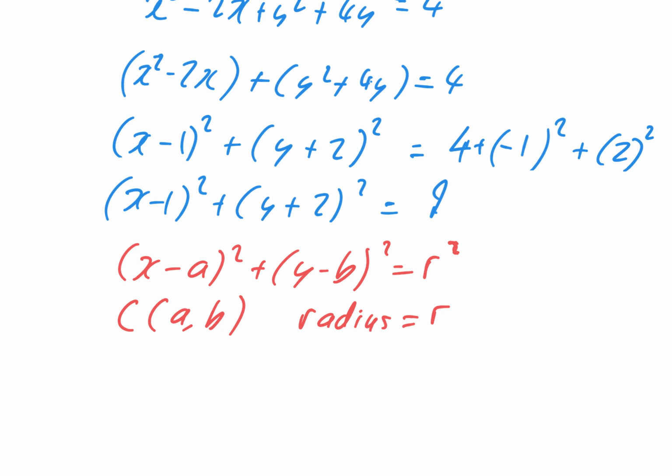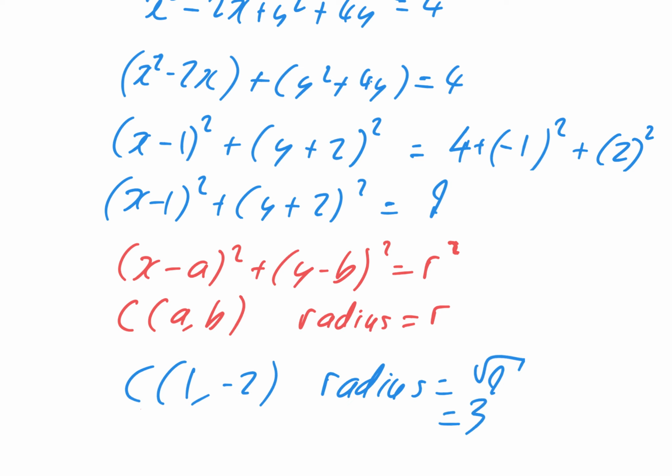So for this one up here, the center is minus a, so the a then is 1, and the b could be written as minus 2. So the center of our circle is going to be (1, minus 2), and the radius is going to be equal to the square root of 9, which is going to be equal to 3. Okay, that is one way of doing this question.